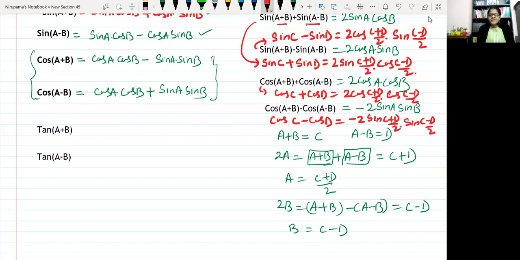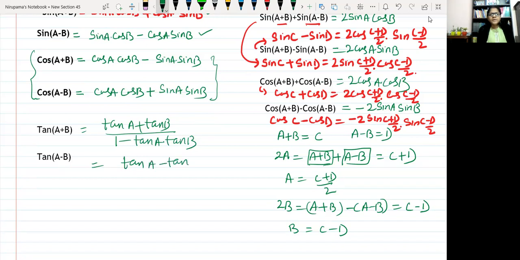Okay, so this is basically the formula, and the final one is tan(A+B) equals tan A plus tan B divided by 1 minus tan A into tan B. Similarly, you can have tan(A-B) equal to tan A minus tan B divided by 1 plus tan A into tan B. Okay, so in today's session we will be studying how to apply these formulas.